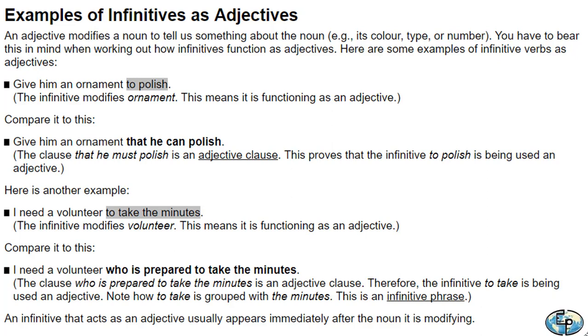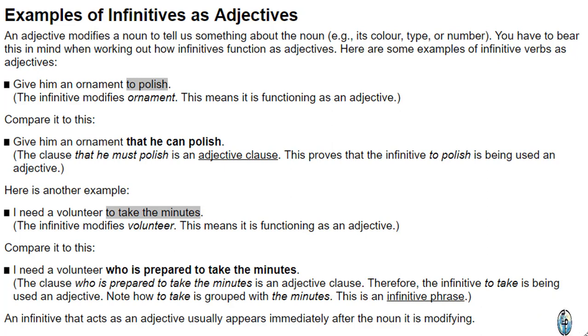Here is another example. I need a volunteer to take the minutes. The infinitive modifies volunteer. This means it is functioning as an adjective. Compare it to this: I need a volunteer who is prepared to take the minutes. The clause who is prepared to take the minutes is an adjective clause. Therefore, the infinitive to take is being used as an adjective.